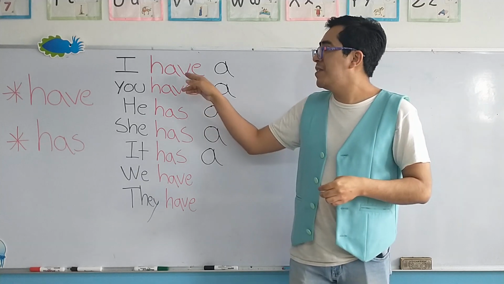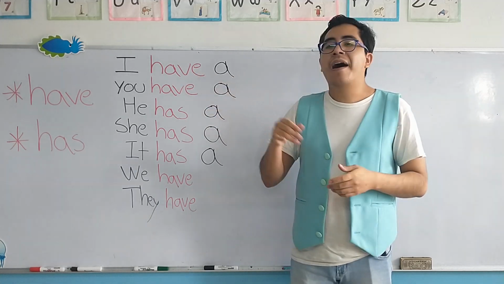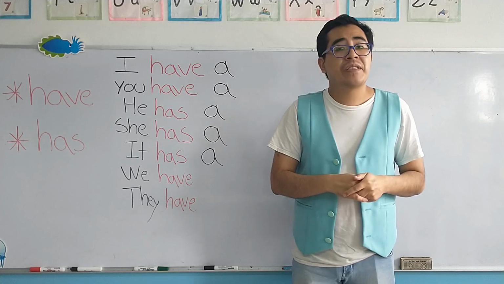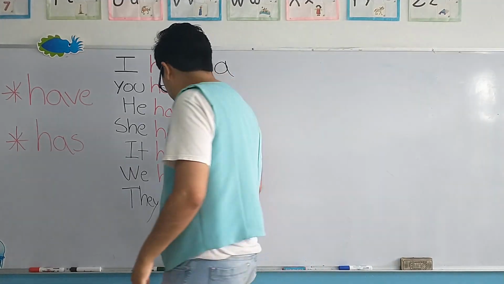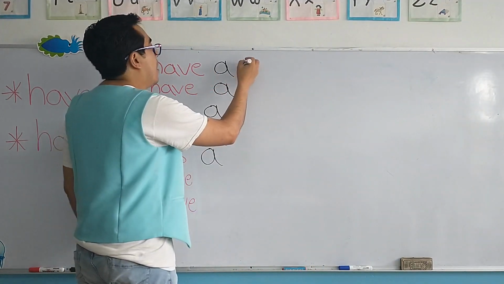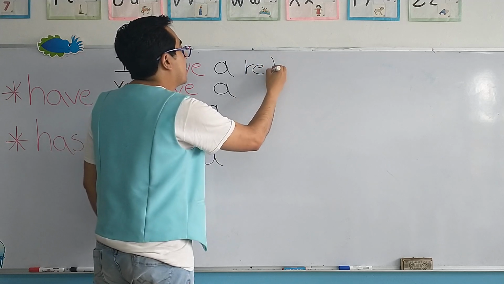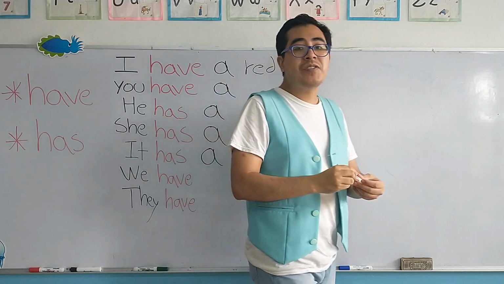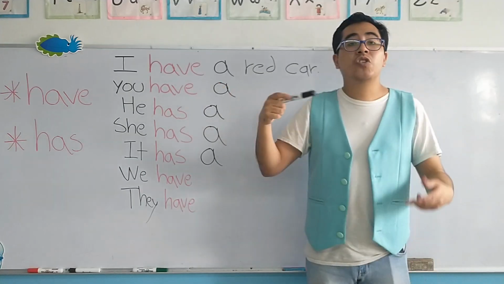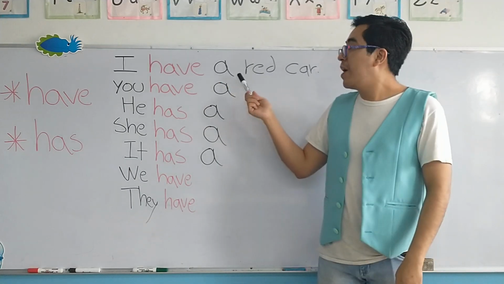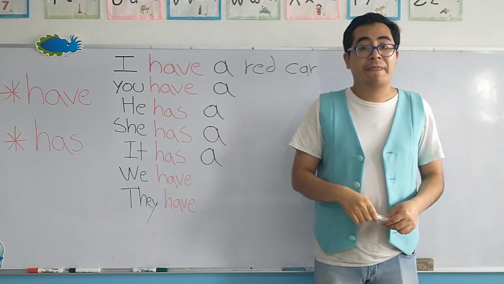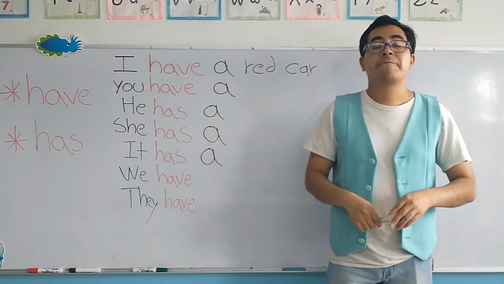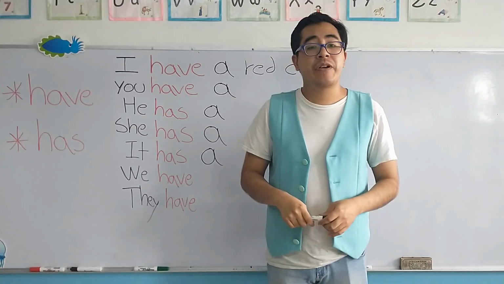For the first sentence, let's say I have a red car. Okay, I have a red car. Now, if we translate this in Spanish, yo tengo un carro rojo. Okay, very good. Let's continue with another example.